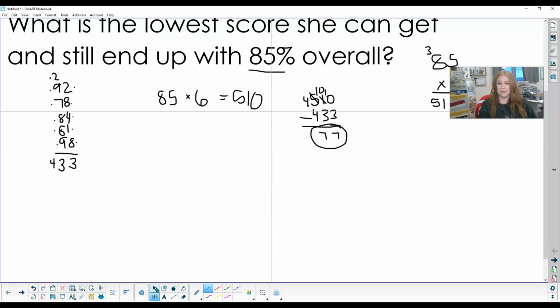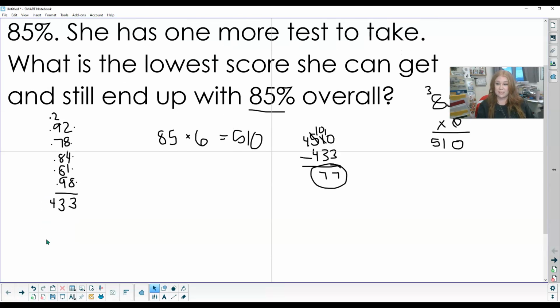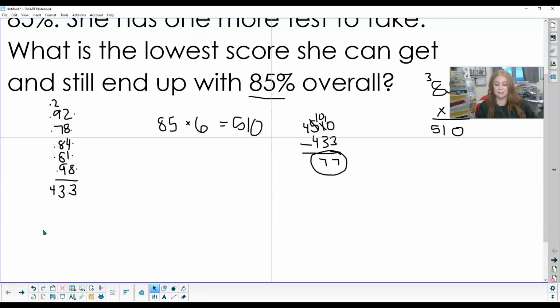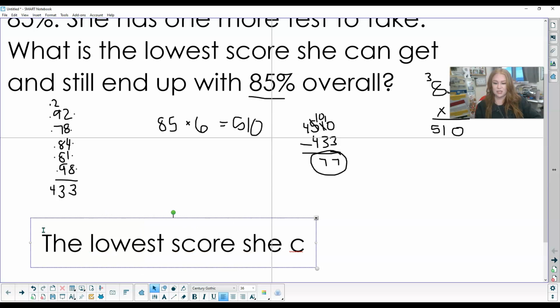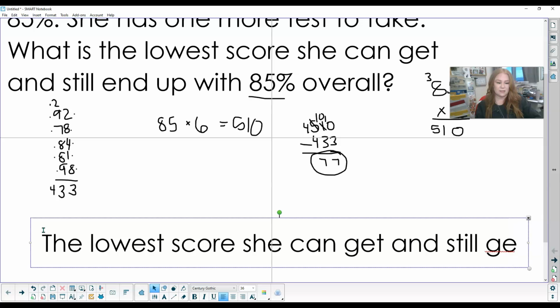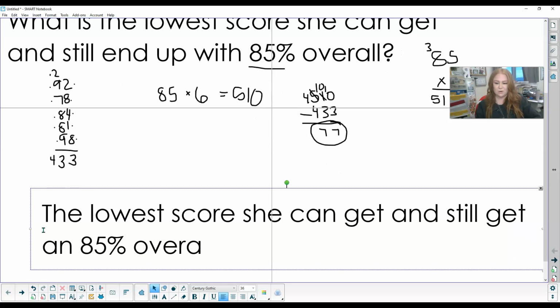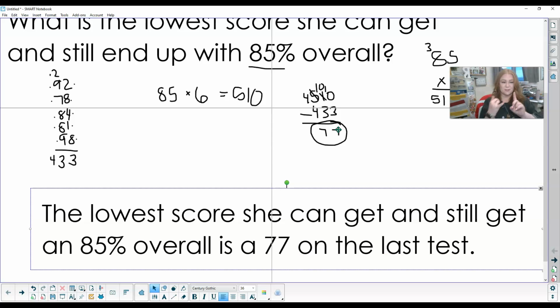So now I just need to do my RACE response here. Our R, we're going to restate the question. So the lowest score she can get and still get an 85% overall is, and I'm answering the question for A, a 77 on the last test. So there's my R, restate the question, and A, answer the question.